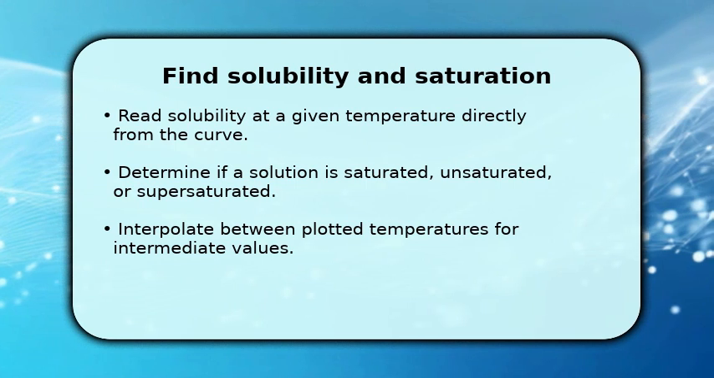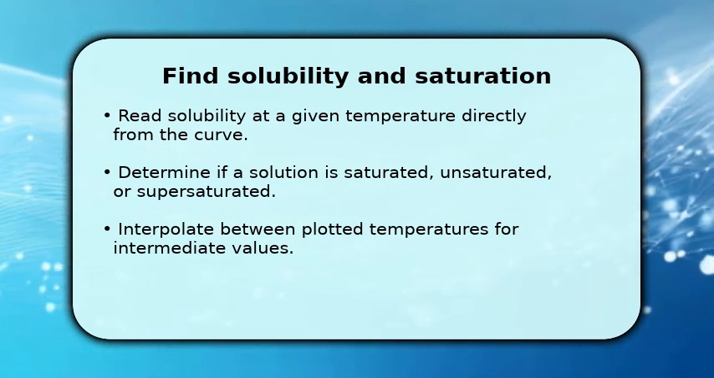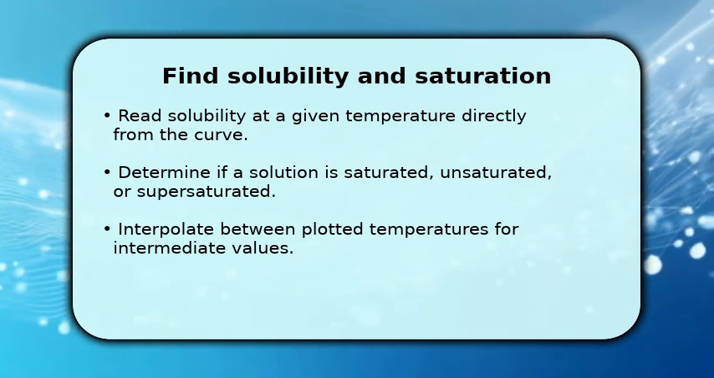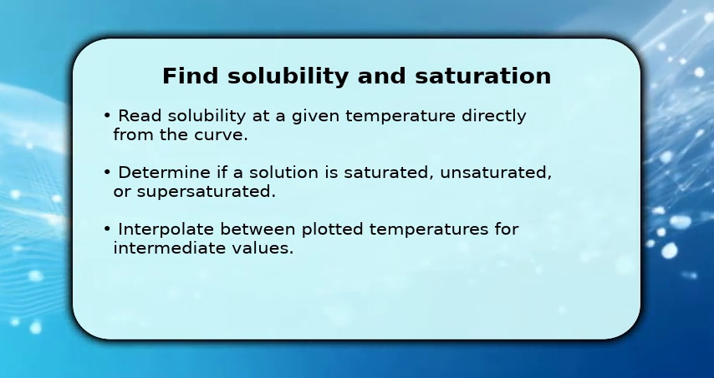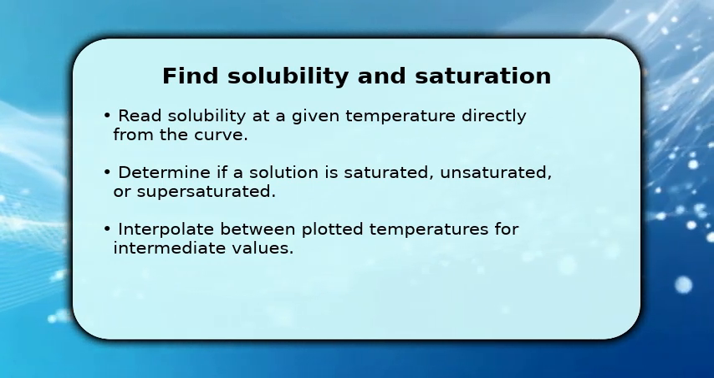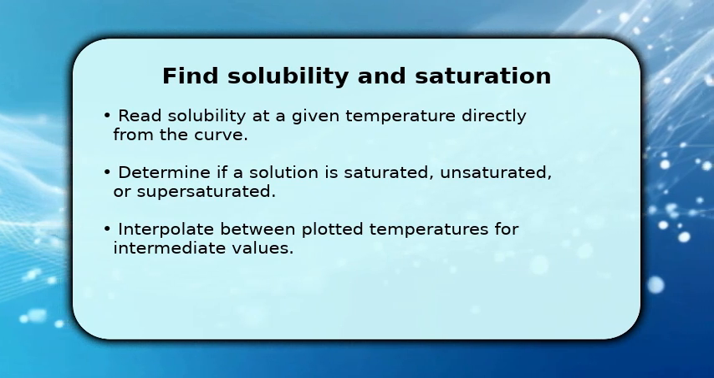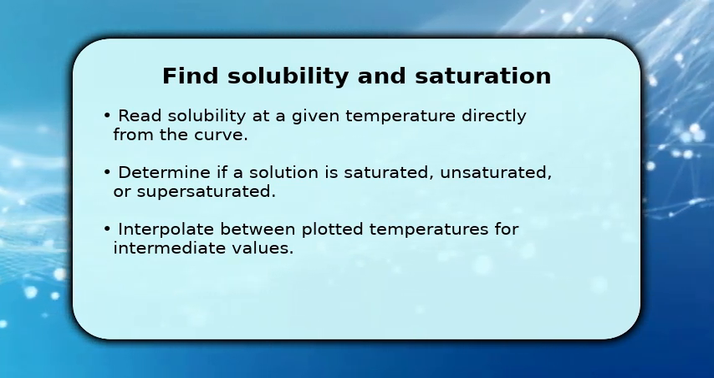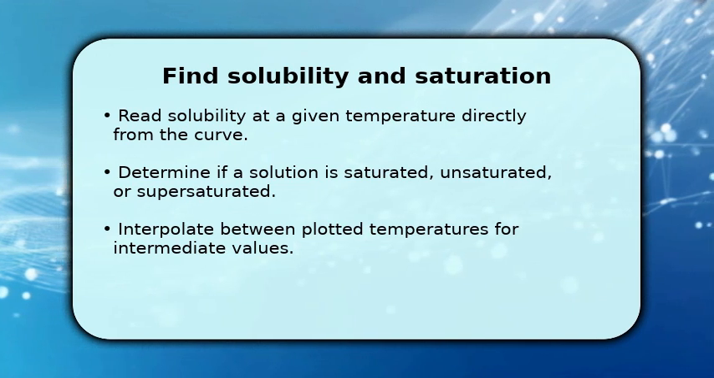Once there, decide saturation. If your added solute mass equals the curve value, it's saturated. Less means unsaturated. More indicates supersaturated or excess precipitate. If the temperature falls between grid marks, interpolate linearly between neighboring points to estimate solubility. This gives you the practical amount of solute that will dissolve under your conditions.